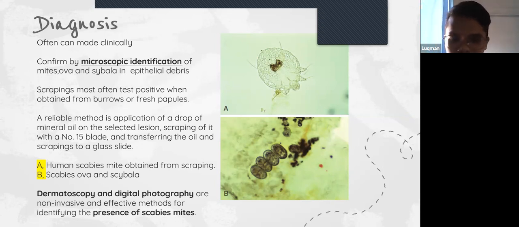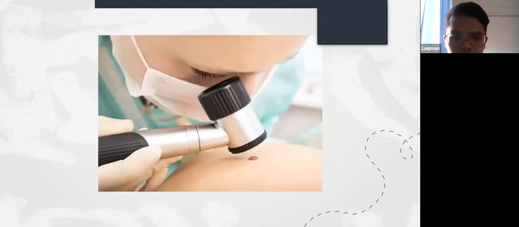And you will see in picture A, there will be a human scabies mite obtained from the scraping, the scabies ova, which is the scabies eggs, and the scabies scybala, the scabies feces, seen under the microscope. Dermatoscopy and digital photography are non-invasive and effective methods for identifying the presence of the scabies mite. This is an example of dermatoscopy.